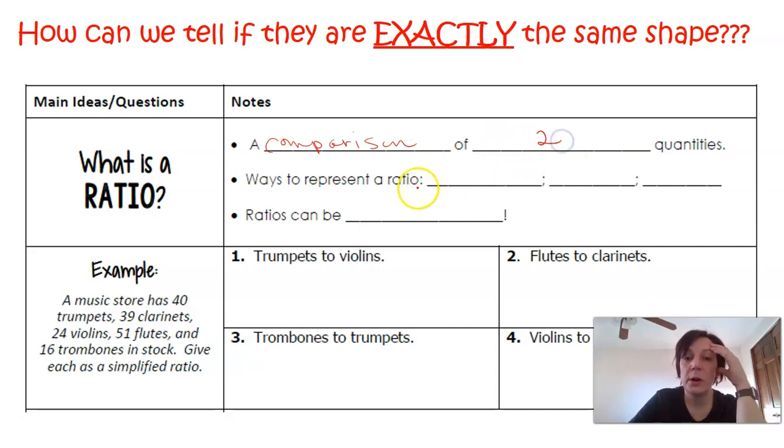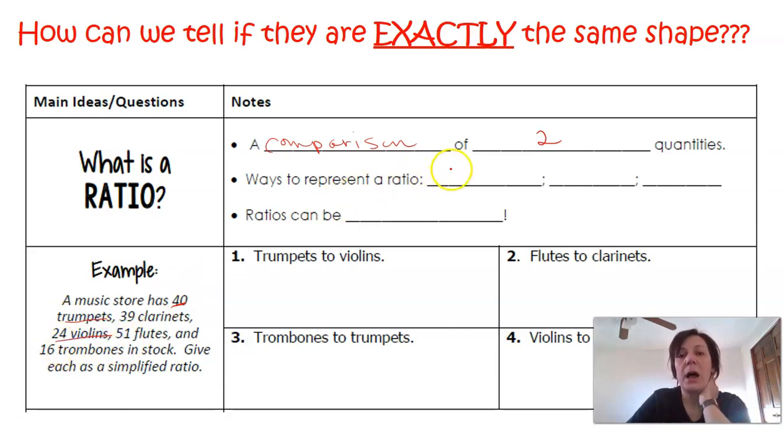It's a comparison of two quantities. So there's a couple ways to represent a ratio. We are almost assuredly going to do them as fractions. I am sure that you have done these 100 million times. Let's go down here and use 40 trumpets and 24 violins.